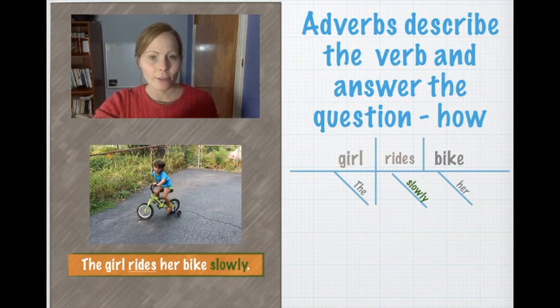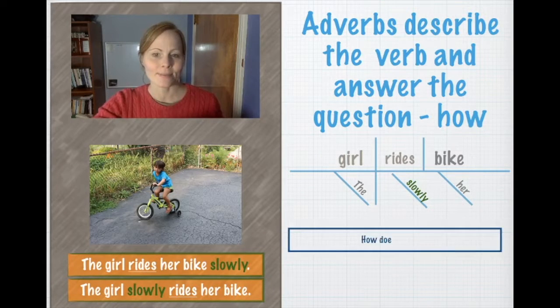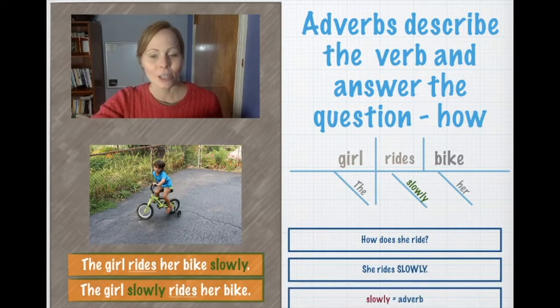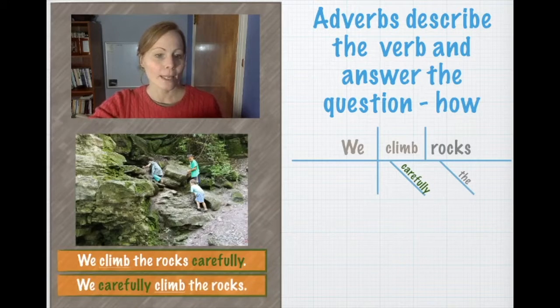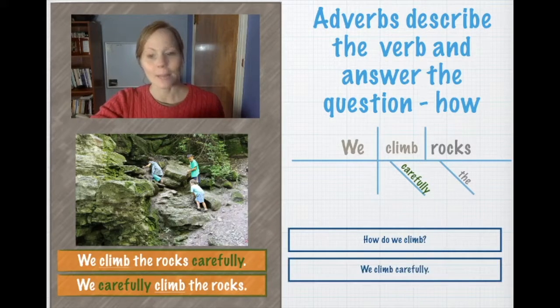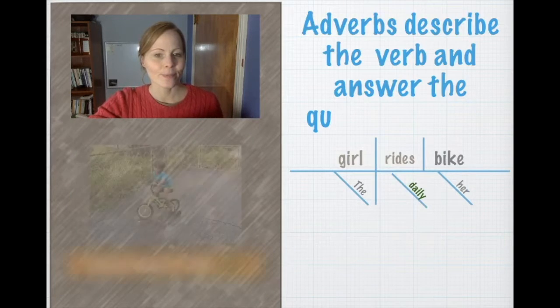Notice that the adverbs can be moved around a little bit. You can also say the girl slowly rides her bike. How does she ride? She rides slowly. Slowly is the adverb. Here's another example. We climb the rocks carefully. Or we carefully climb the rocks. How do we climb? We climb carefully. Therefore, carefully is the adverb.